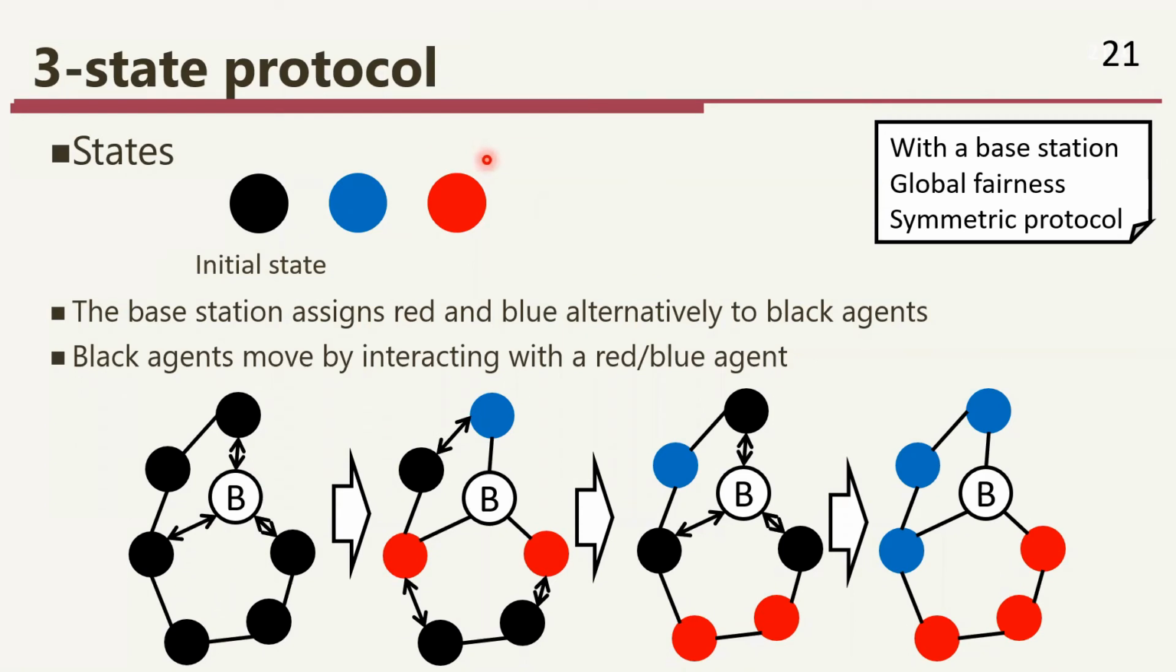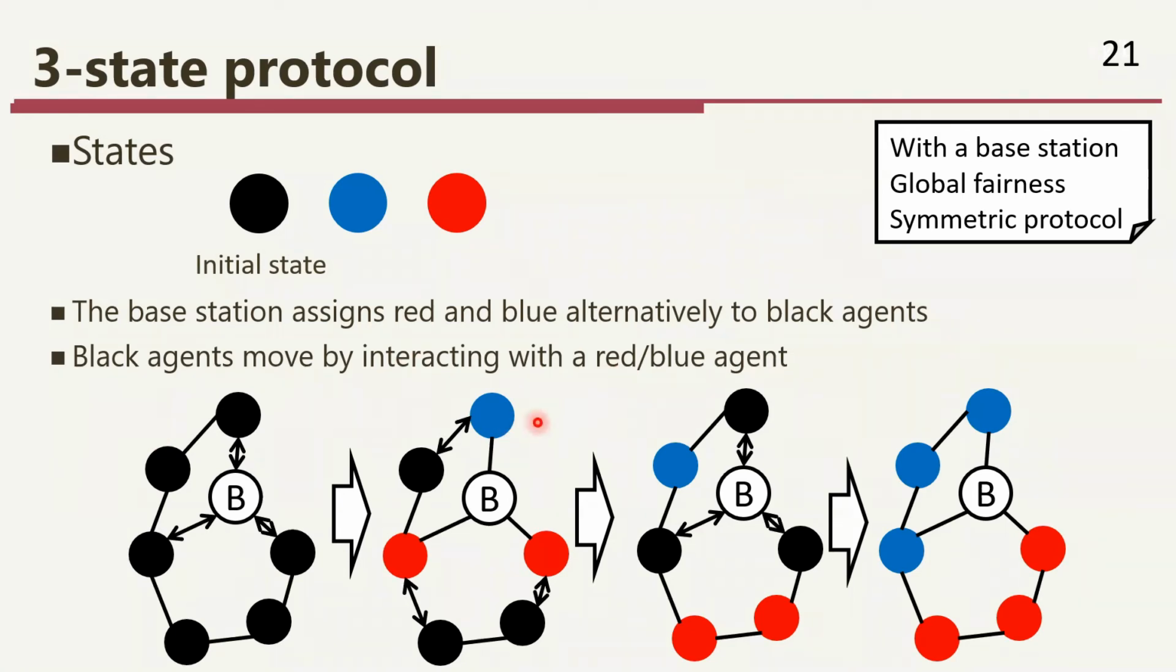So there exist 3 states, black, blue, and red. Initially, each agent has this black state. The idea is simple. The base station just assigns red and blue alternatively to black agents like this.